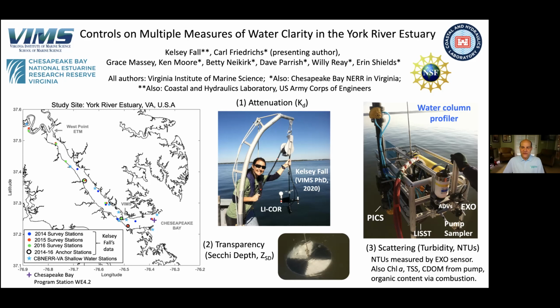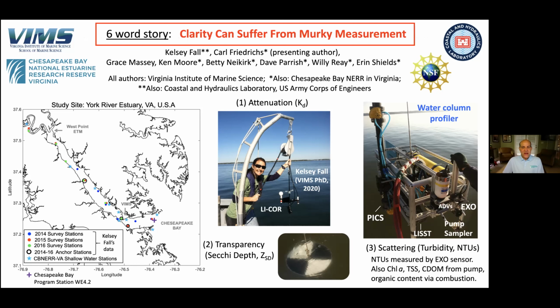Hi, I'm Carl Friedrichs, a professor at the Virginia Institute of Marine Science and also the research coordinator at the Chesapeake Bay National Estuarine Research Reserve in Virginia. The title of my poster, which is actually a 5-slide mini talk, is Controls on Multiple Measures of Water Clarity in the York River. My 6-word story is Clarity Can Suffer from Murky Measurement.